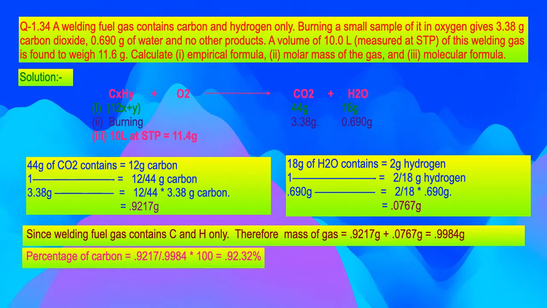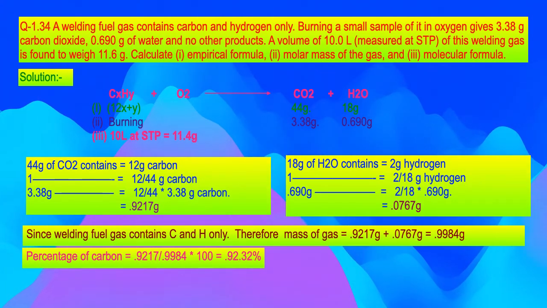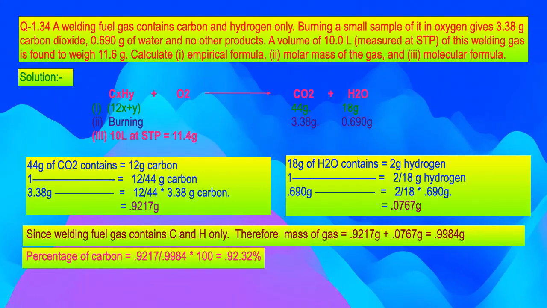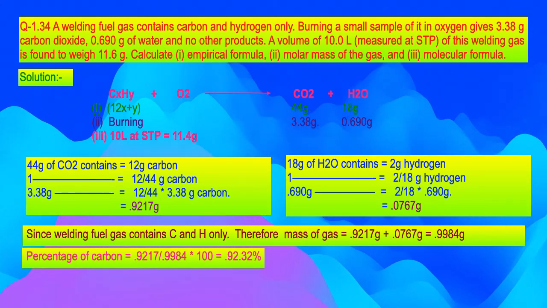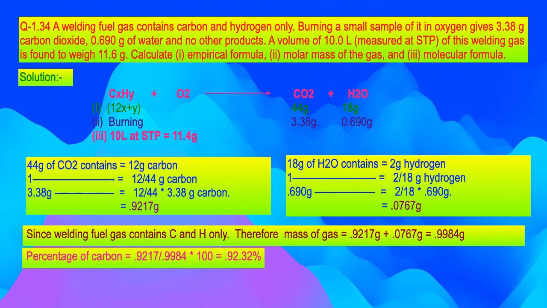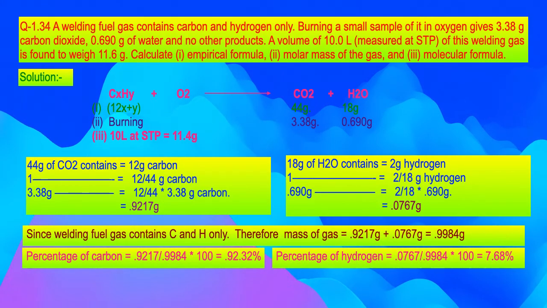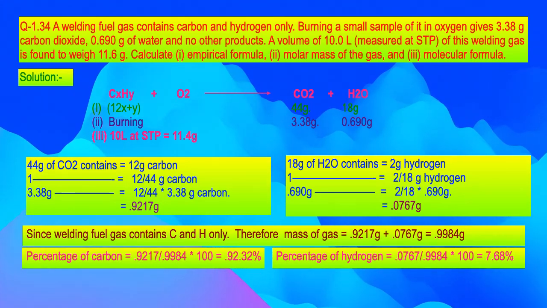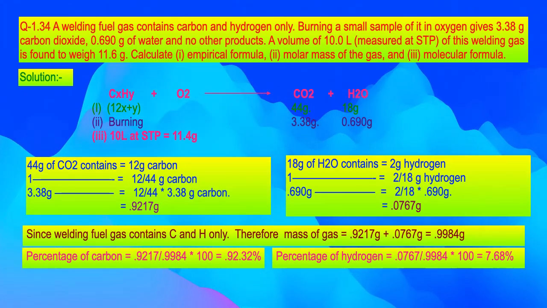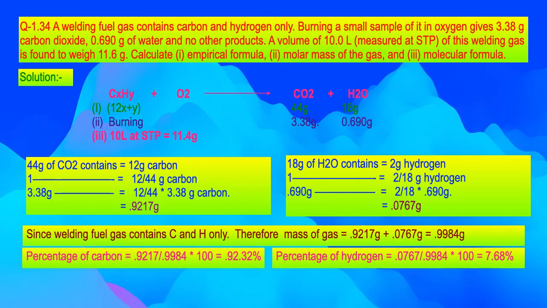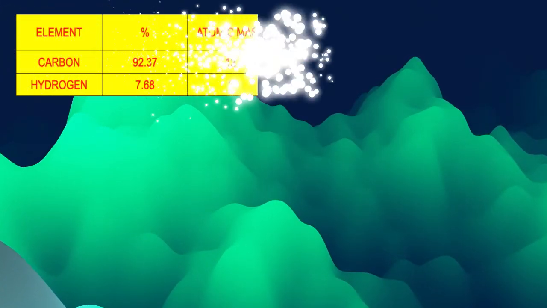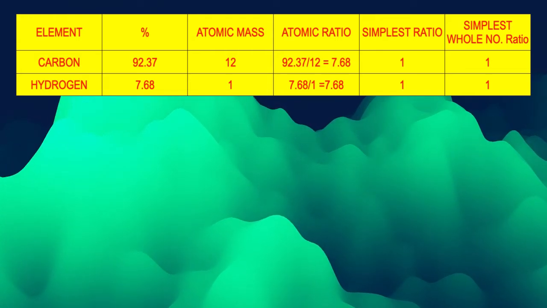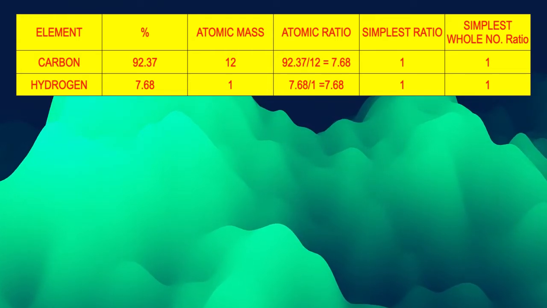Now we will get the percentage of carbon. How will we calculate it? Mass of carbon divided by total mass, multiplied by 100. Then the carbon will be 92.32%. Similarly, the percentage of hydrogen, the amount of hydrogen divided by total and multiplied by 100, is 7.6%. Now the question becomes the calculation of the empirical and molecular formula. We have two elements, carbon and hydrogen.